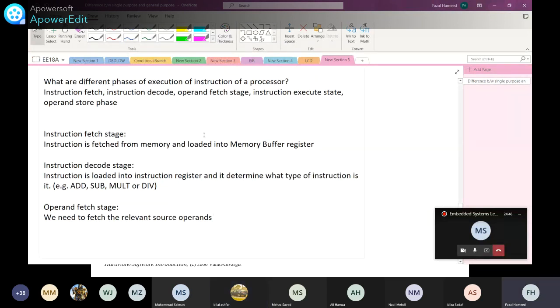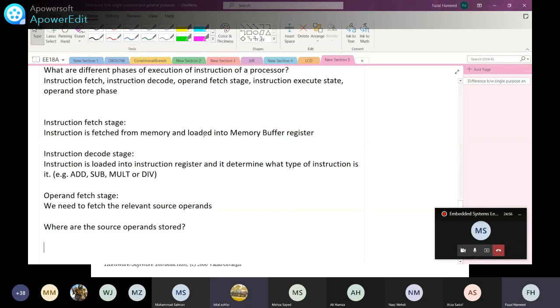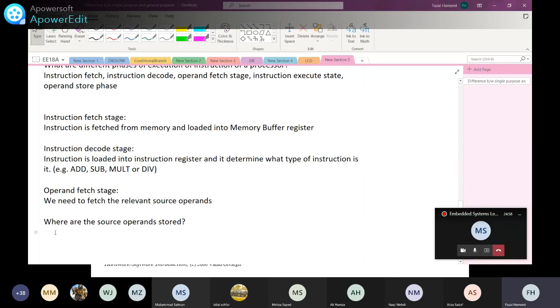Source operand. So where are the source operands stored? Where are the source operands stored? They can be stored in register or memory. It can also be part of the instruction. It means it can also be an immediate operand.